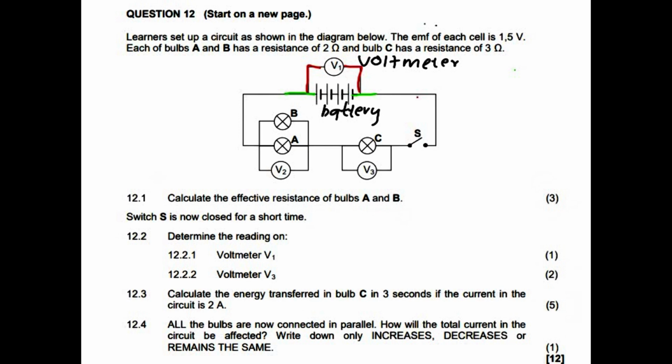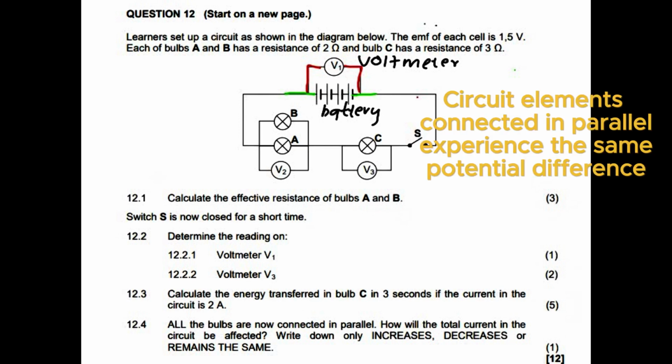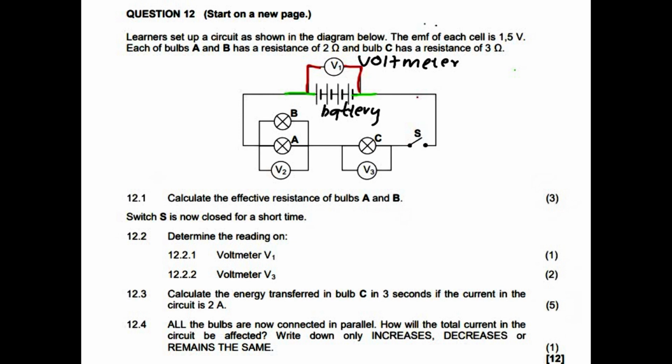Like I mentioned, voltmeters are always connected in parallel to whatever circuit element we're trying to measure the potential difference of. This voltmeter V1 will be able to tell us the potential difference of this battery. So why is that? Circuit elements that are connected in parallel experience the same potential difference. It means that the potential difference through V1 will be the same as the potential difference through the battery because they are connected in parallel. This is why this voltmeter will be able to measure or tell us the potential difference on this battery.